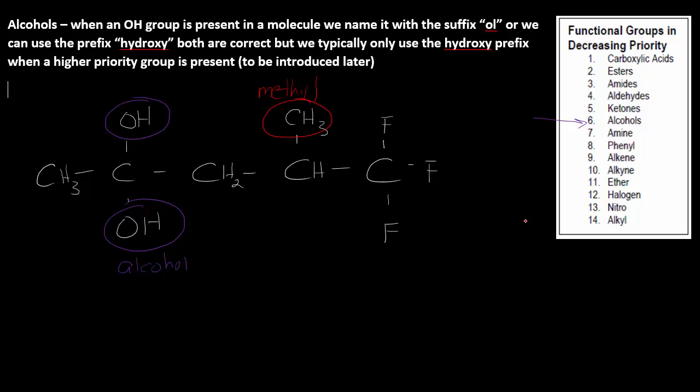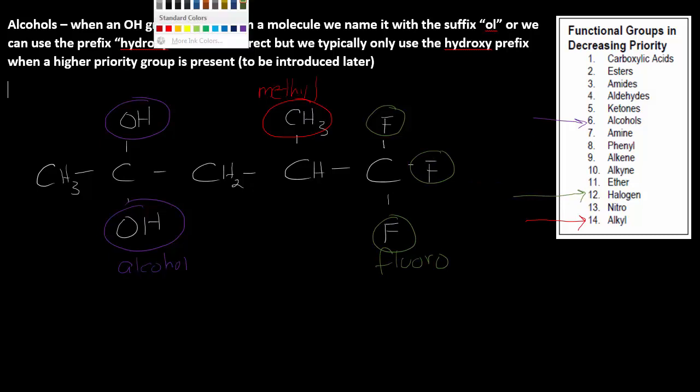A methyl group down at the bottom, 14. Then we have 3 fluoros. These are halogens. The highest priority group is the alcohol, meaning I need to get the lowest possible numbers for those OHs. So I'm going to start numbering from the left. A 5 carbon chain is a pent.